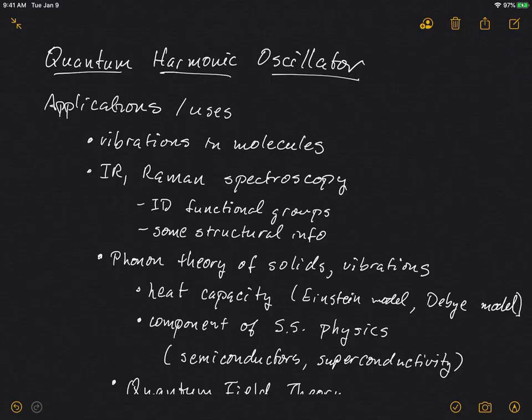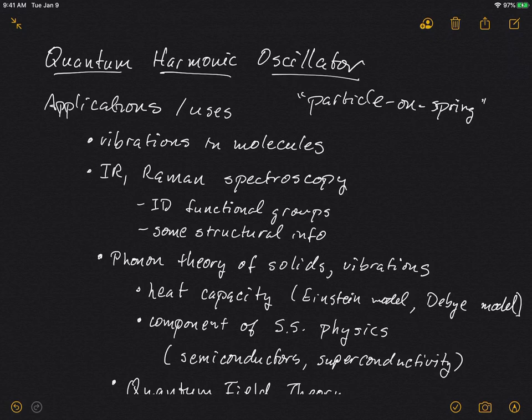Now we're going to talk about the quantum mechanical harmonic oscillator model. I'd like to start by talking about some of the potential uses. So this is a model for oscillatory motion. It's also known as the particle on a spring. So it's the periodic motion of a particle on a spring.